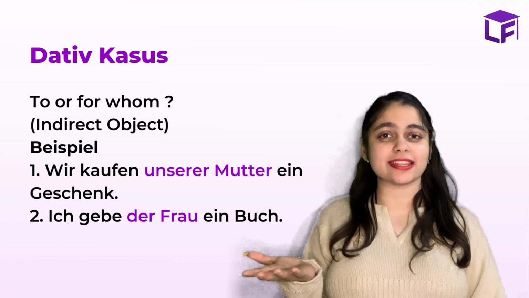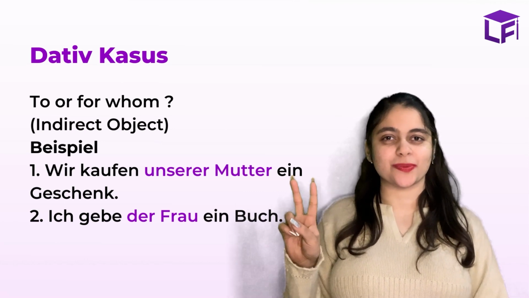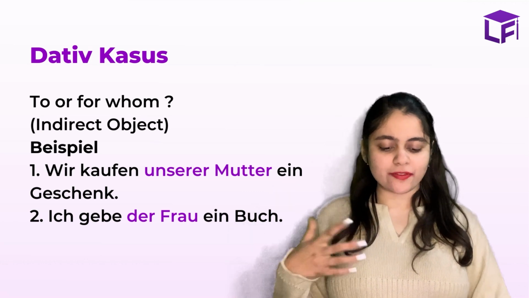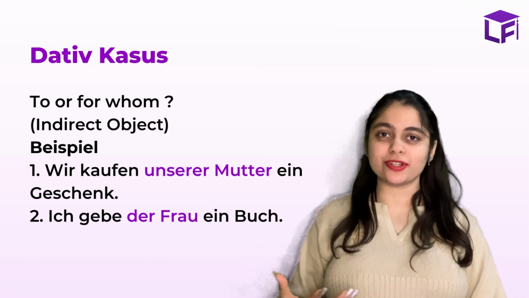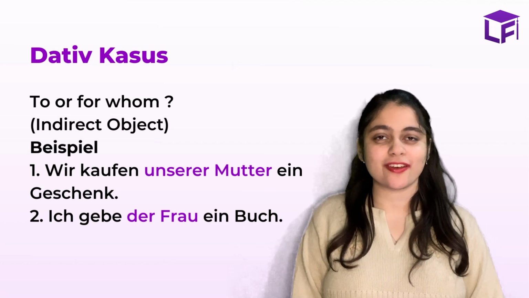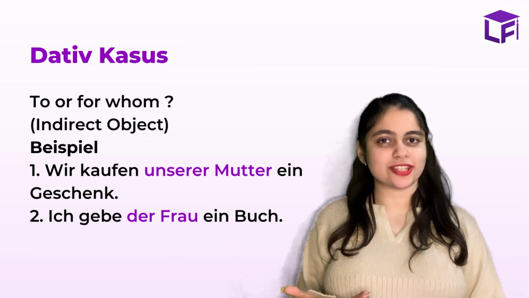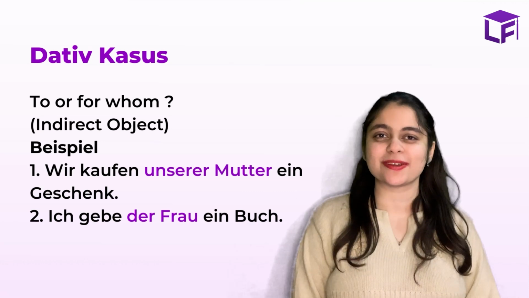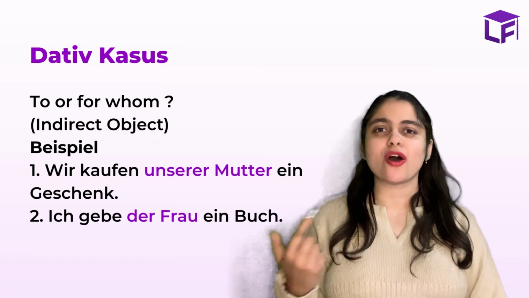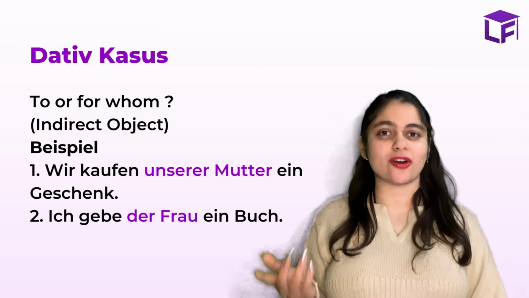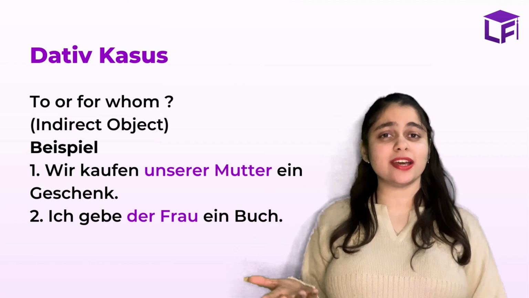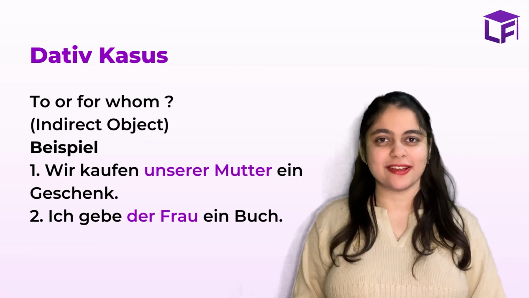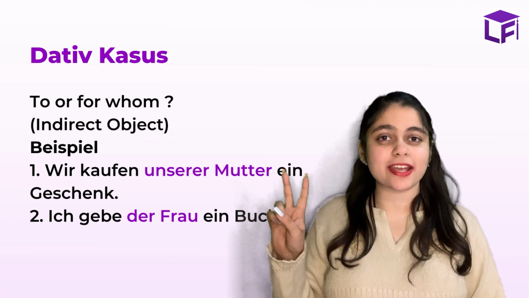Now to help you understand this better, I have two examples for you, or Beispiel. So the erste Beispiel ist, wir kaufen unserer Mutter ein Geschenk. That is, we are buying our mother a gift. So here in this sentence, unserer Mutter is your dative case, while wir is your nominative and ein Geschenk is your accusative case. Moving to the zweite Beispiel.